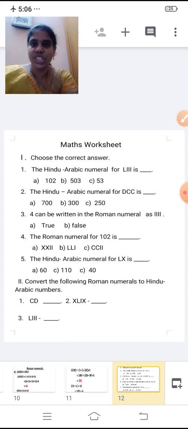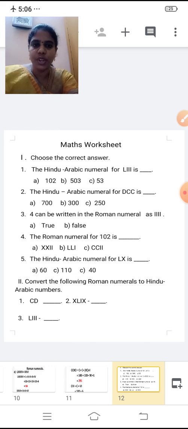Now I have given one worksheet. Finish the worksheet, children. So choose the correct answer. The Indo-Arabic numeral for LII is dash. The Indo-Arabic numeral for DCC is dash. 4 can be written in Roman numeral as I. Whether it is true or false. The Roman numeral for 102 is, the Indo-Arabic numeral for LX is dash.